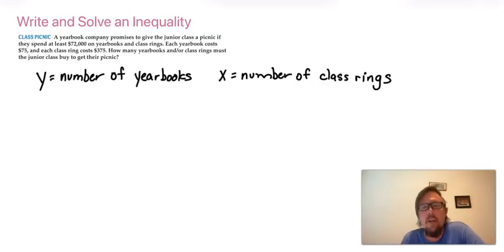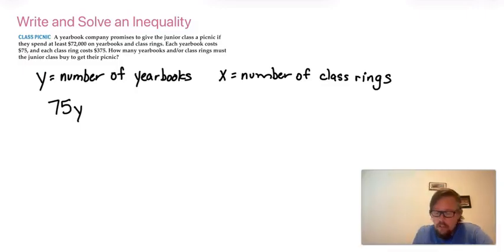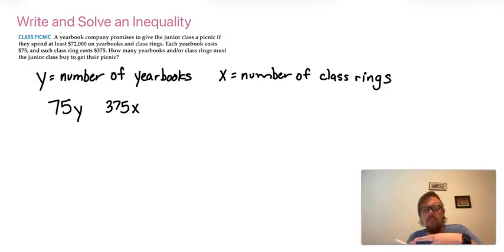Okay, so we need to go ahead and set up our inequality. So each yearbook is $75. So the amount of money they get from yearbooks is going to be $75 times however many yearbooks they buy. So same thing for the class rings. Class rings are $375, so it's going to be $375 times however many class rings they buy. And the total of these two things, meaning if we add these together, needs to be at least $72,000.